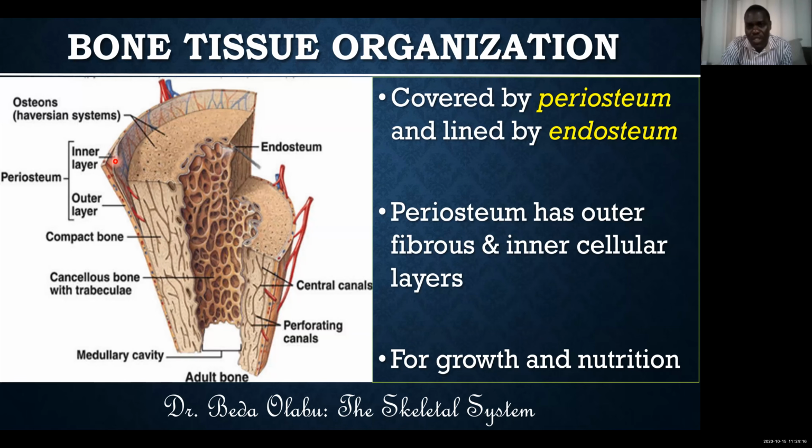That's where cell division occurs. The one for nutrition is largely the outer fibrous layer, the one with the blood vessels. That is covering of bone. The outer covering is called periosteum. The inner covering, there's something similar to periosteum, but on the inner side. So the layer on the inner side is called endosteum. The one on the outer side is called periosteum.